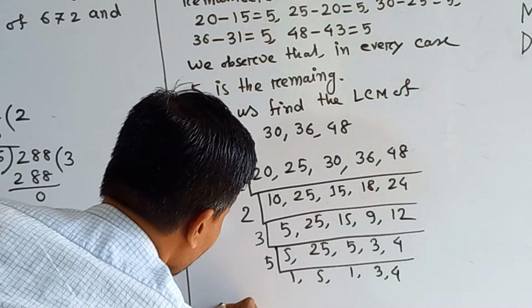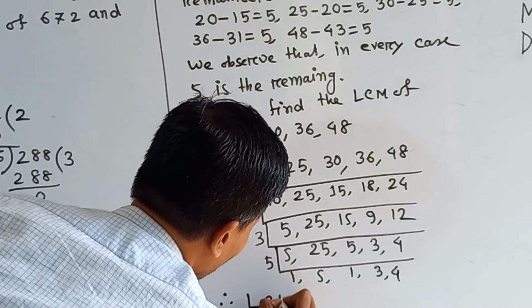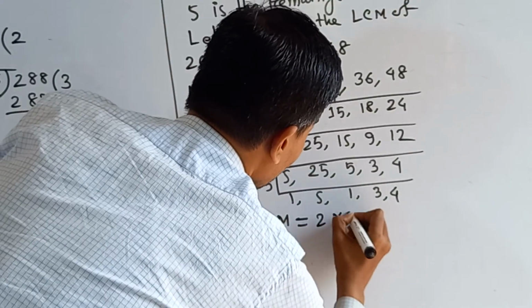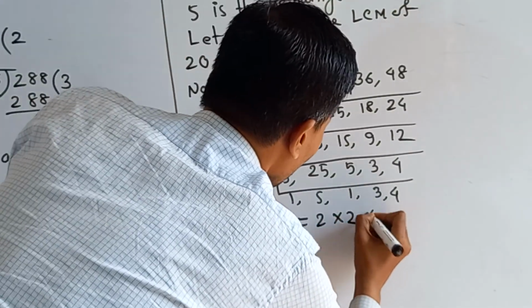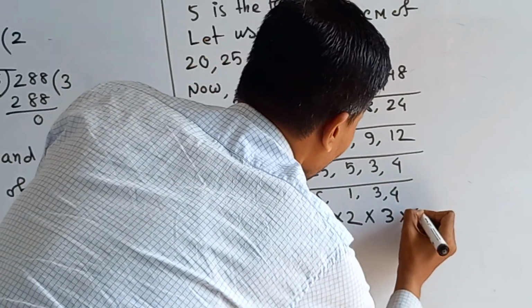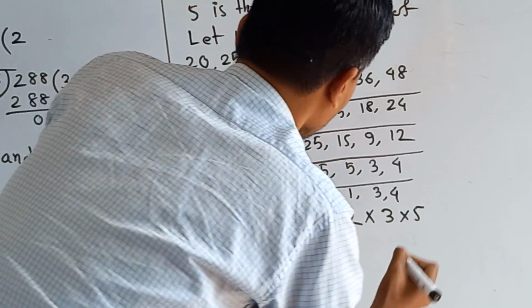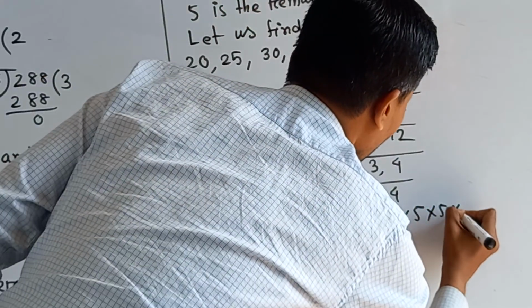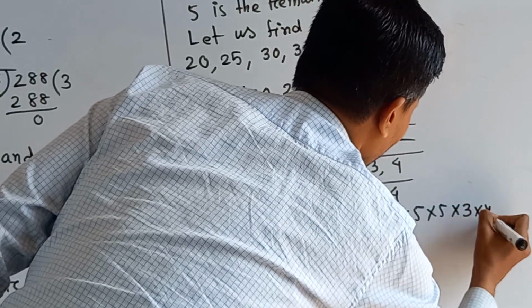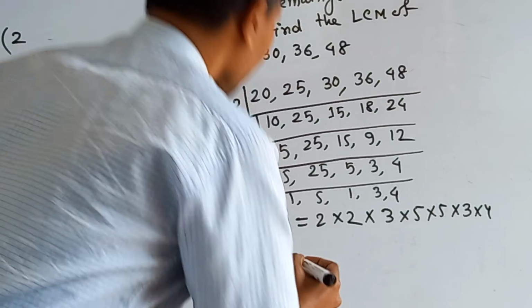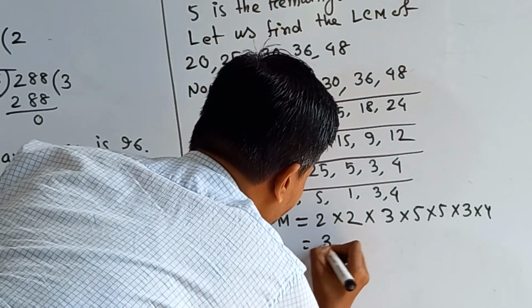Now write LCM: 2, 2, then 3, then 5, then again 5, then 3, then 4. If you calculate this, then you get 3600.